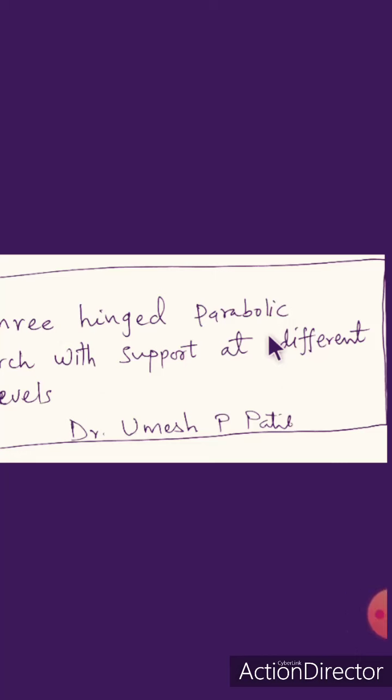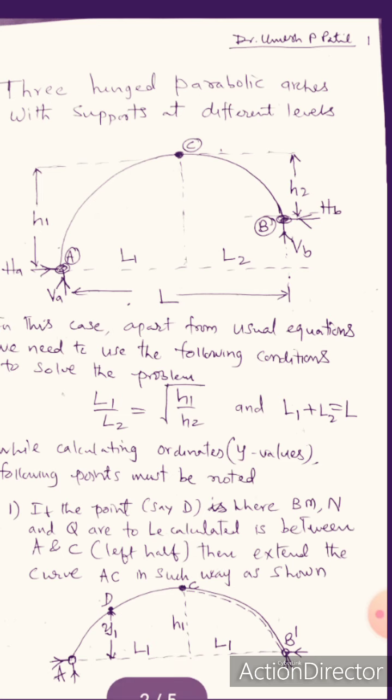So today let us solve a problem on a three-hinged parabolic arch with supports at different levels. So let us begin. Now how is it different? You can see here how this three-hinged parabolic arch with supports at different levels is different. This is the support A and this is the support B. Now these two are not along the same horizontal line. Now because of this, you can see here.